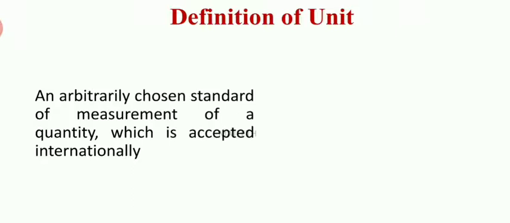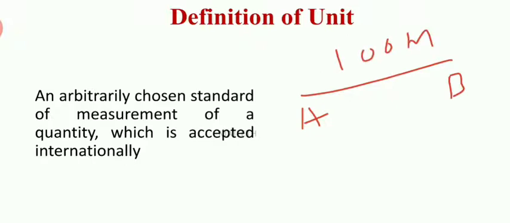So for example, we know that measurement is a process of comparison of your known to some reference, right? That's what we studied in the measurement class. So for example, let us assume that we heard about a 100 meter race, right? From point A to point B, 100 meter. The athlete is running from point A to point B. What is the meaning of 100 meter? The length or distance to be covered by an athlete is 100 meter long.